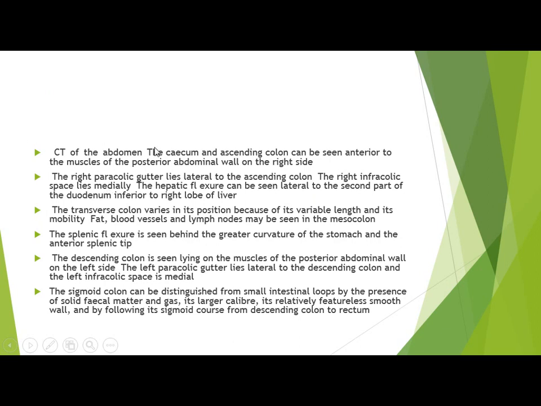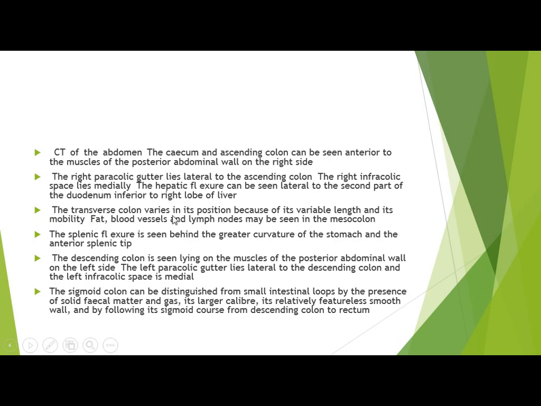CT of the abdomen: the caecum and ascending colon can be seen anterior to the muscles of the posterior abdominal wall on the right side. The right paracolic gutter lies lateral to the ascending colon. The right infracolic space lies medially. The hepatic flexure can be seen lateral to the second part of the duodenum, inferior to the right lobe of the liver.